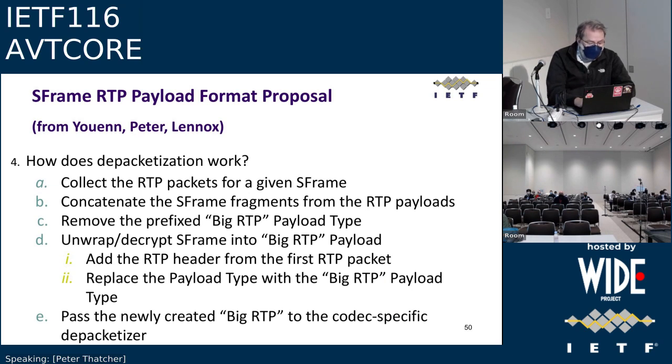All right, so then for depacketization, you have to collect all these RTP packets for a given S-frame, concatenate all these fragments together, remove the prefixed big RTP payload type, decrypt the S-frame into the big RTP payload, add back the RTP header, which you can get from the first RTP packet of the S-frame, and replace the payload type with the one that was in the payload of the S-frame. And then you can pass this newly created big RTP packet into the codec-specific depacketizer, which just has to depacketize one packet.